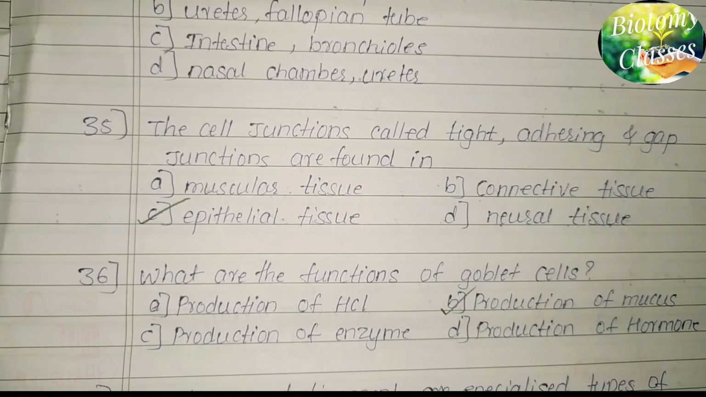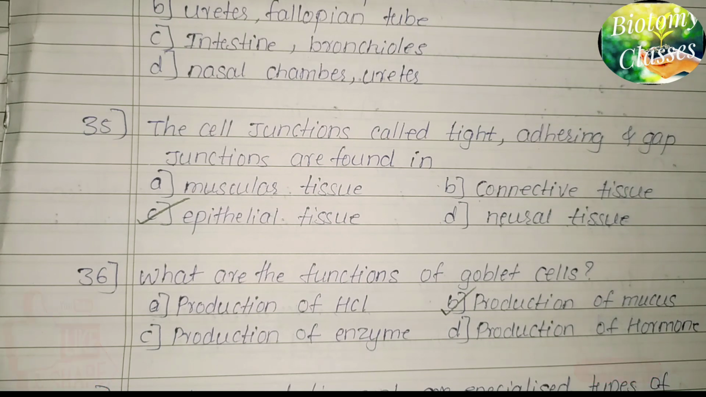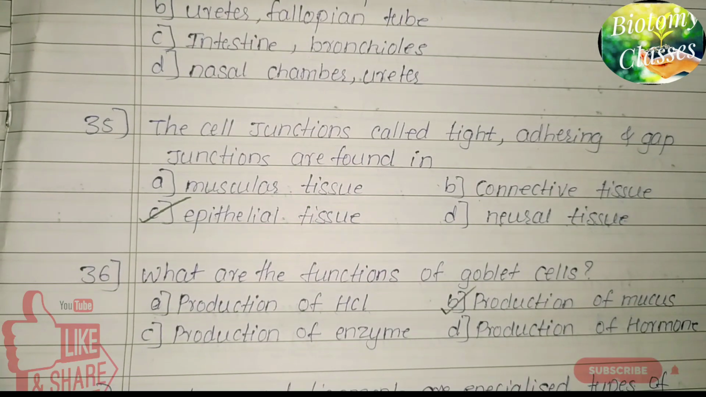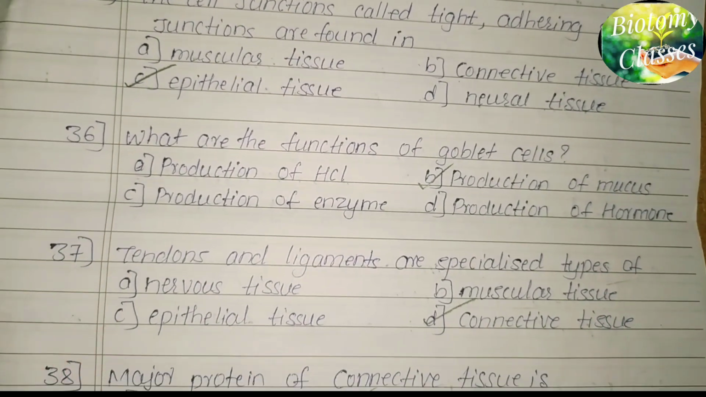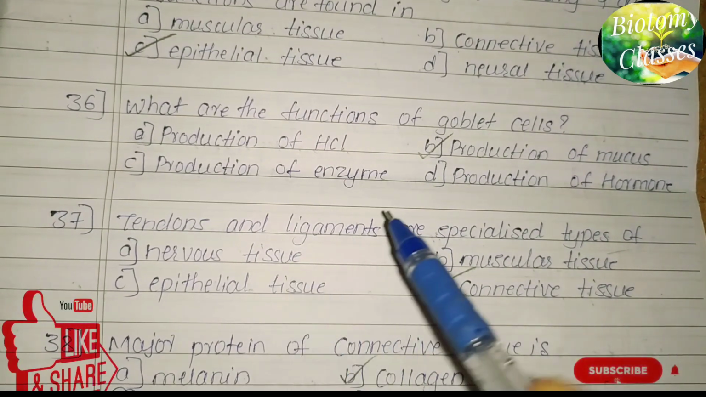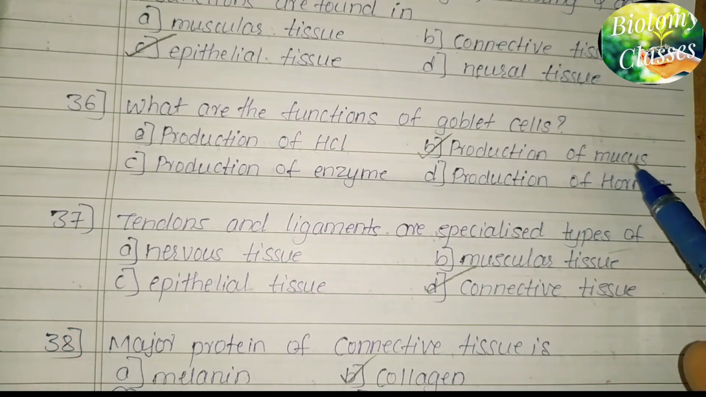35th question. Cell junctions called tight, adhering and gap junctions are found in the epithelial tissue or compound epithelial tissue. 36th question. What are the functions of goblet cells? Production of mucus. So B is the right answer.